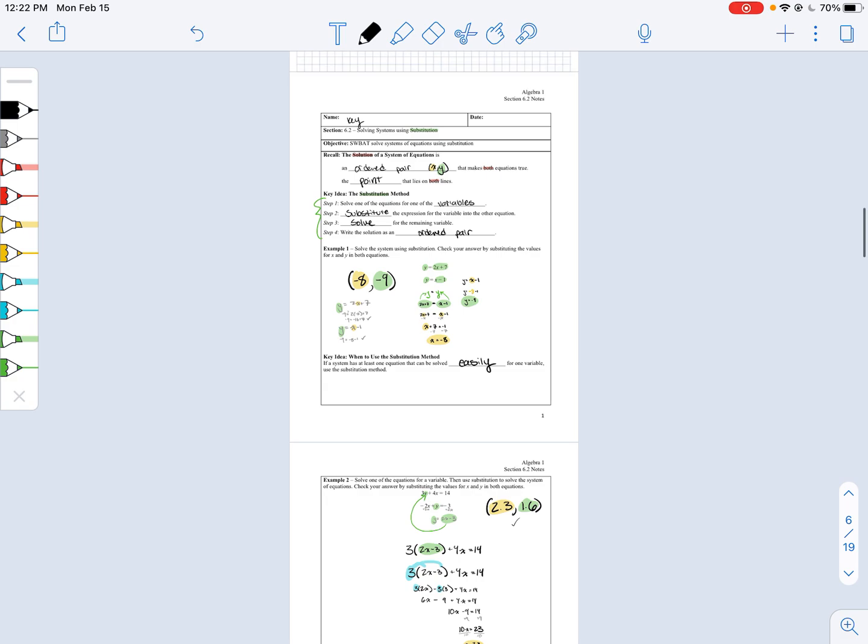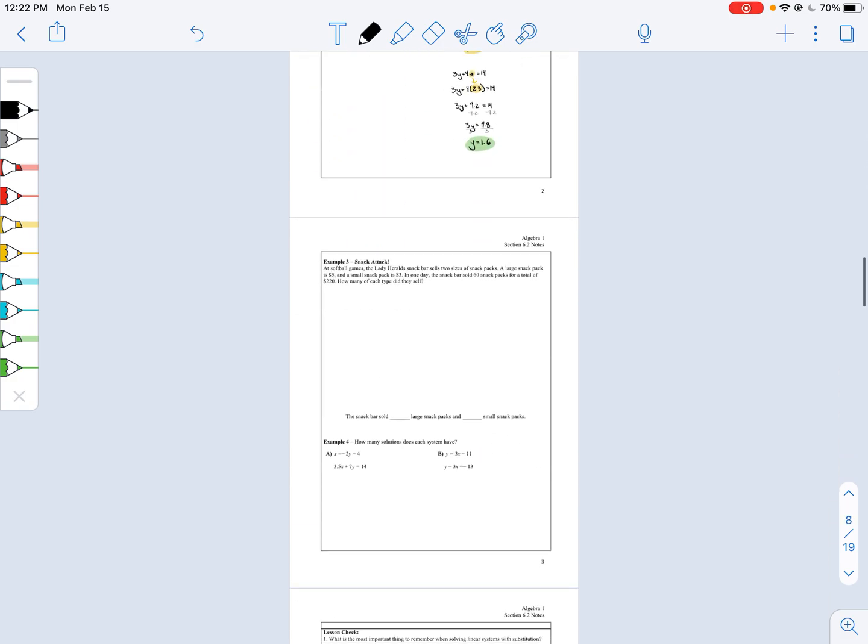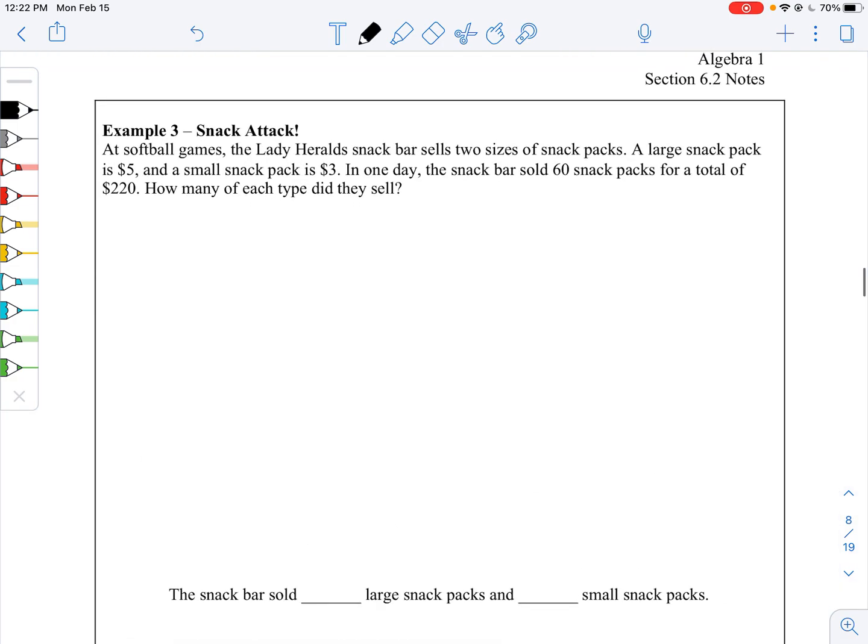Okay, that's great, but when are we going to use this in real life? Well, let's say that at softball games, the Lady Herald snack bar sells 2 sizes of snack packs. You've got a large snack pack that costs $5, and you've got a small snack pack that costs $3. The snack bar sold 60 snack packs for a total of $220. How many of each type did they sell?